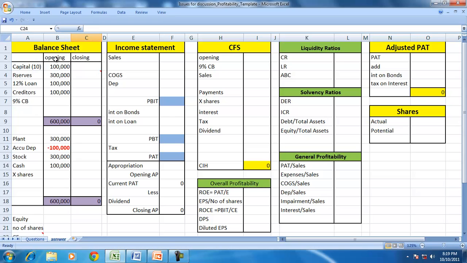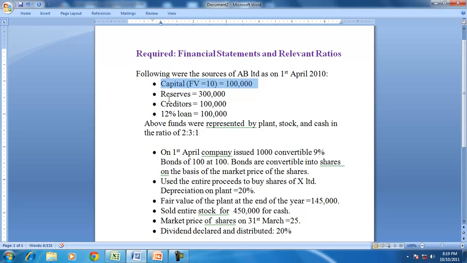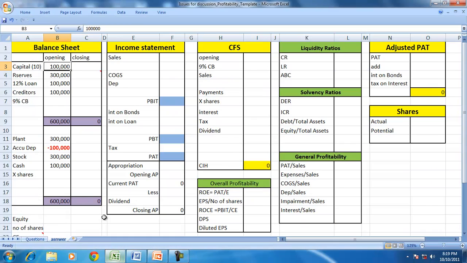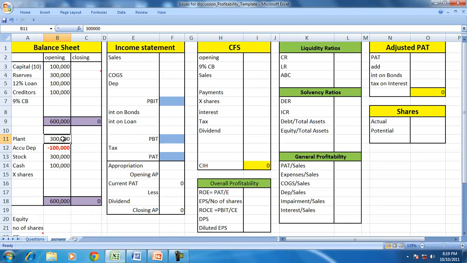So the opening balance sheet consists of capital, reserves, creditors, 12% loan as the sources, and the corresponding assets are plant, stock and cash in the ratio of 2:3:1. So the plant is original cost 300,000, accumulated depreciation minus 1,000, stock 300,000, cash 100,000. So opening cash in hand available is 100,000.